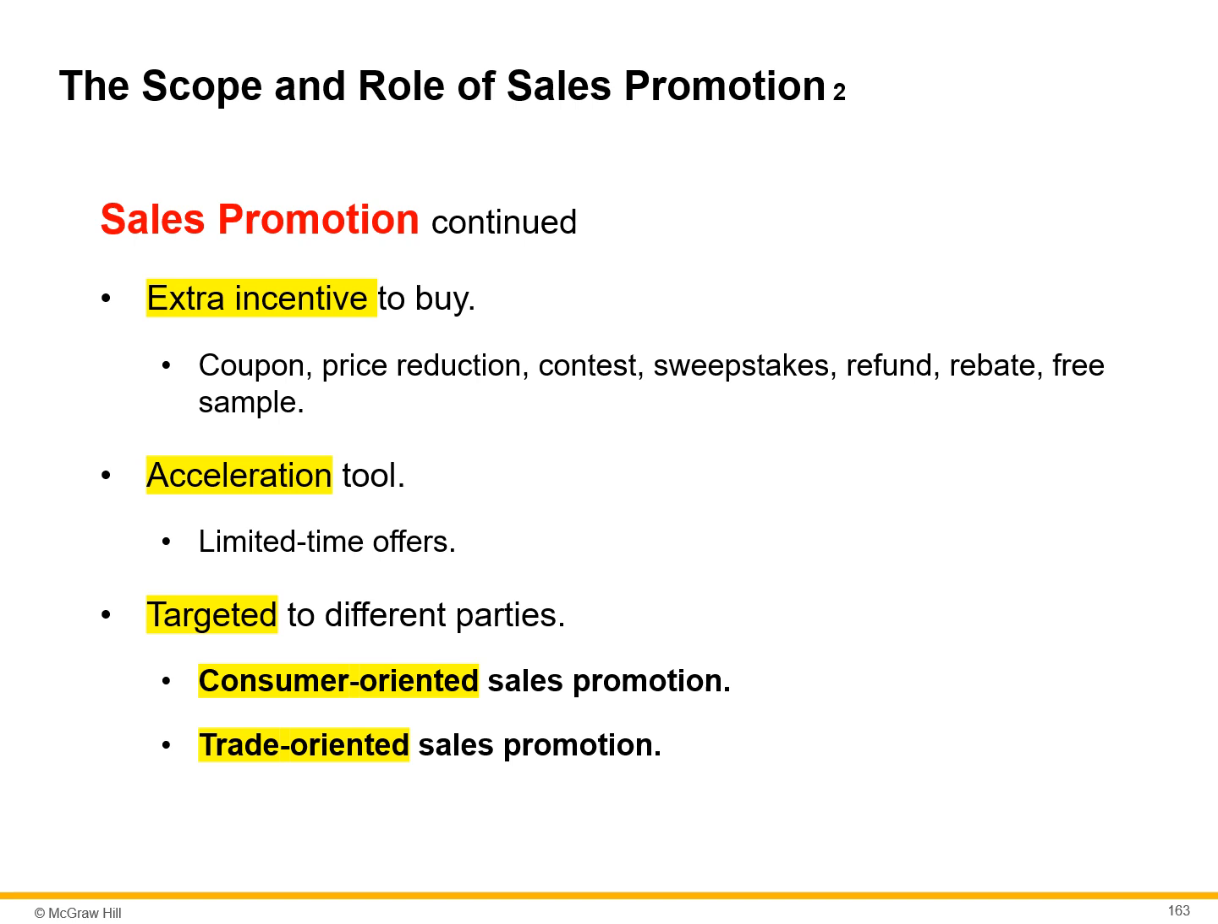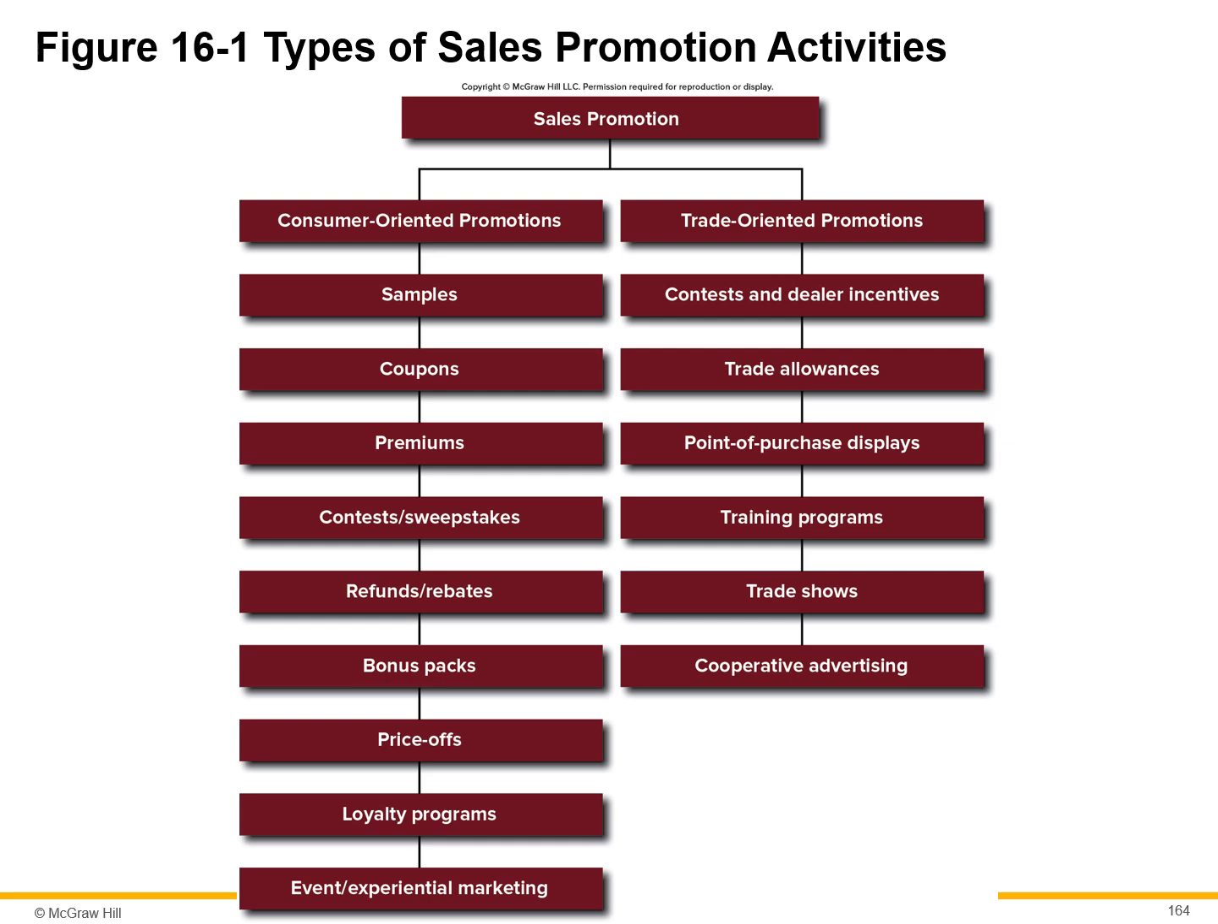And you can target different parties. You can have a consumer-oriented sales promotion and a trade-oriented one. Consumer-oriented means you sell directly to consumers, the end users. Or you may want to offer this to your trade, your middlemen: wholesalers, distributors, retailers, resellers. This is a good summary of sales promotion. You should be very familiar with the different types of sales promotional activities that businesses use every day.